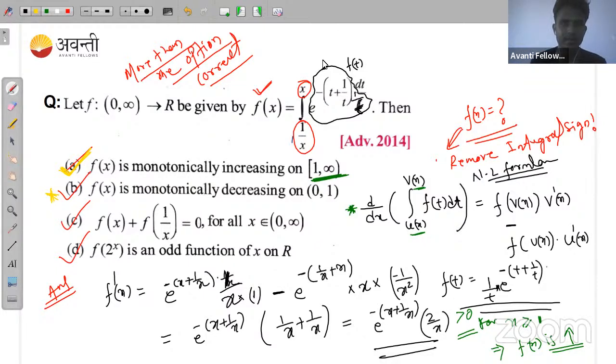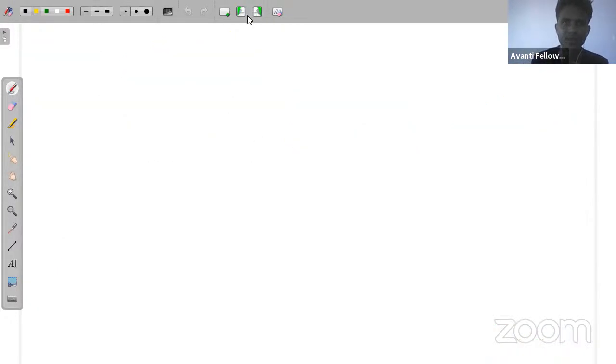For option C and D, think about it. This is your f of x, right? If you put f of 1/x here, that will be the same, right? There is nothing going to be changed. The upper limit becomes the lower limit and the lower limit becomes the upper limit. Yes or no? You can see, right? Our f of x.